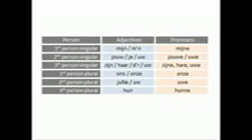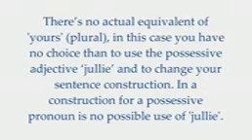Hun. The possessive pronouns are mijne, jouwe, uwe. Uwe is formal. Zijne, hare. Uwe is again formal. Onze, uwe, hunne. There's no actual equivalent of yours plural for the possessive pronoun. In this case you have no choice than to use the possessive adjective, jullie, and to change your sentence construction.